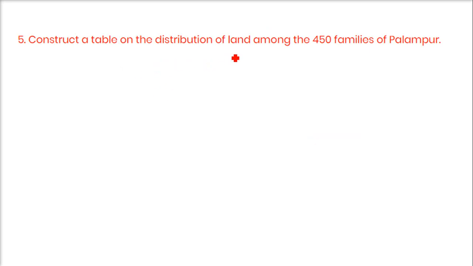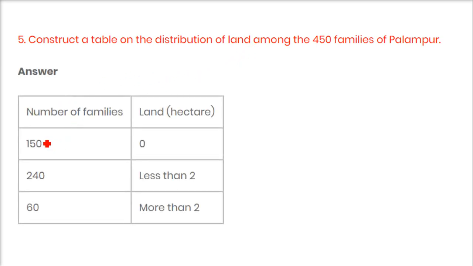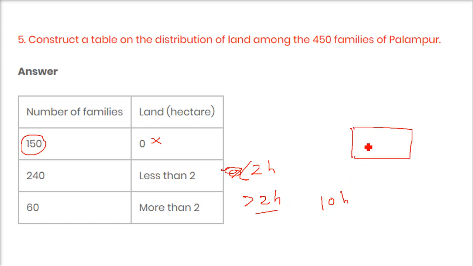Construct a table on the distribution of land among the 450 families of Palampur. So there are 150 families who don't have any land. 250 have more than 2 hectares of land. And 60 have less than 2 hectares of land. And 60 have more than 2 hectares of land. And some of them have 10 hectares and more of land. 1 hectare is a 100 meter by 100 meter area.